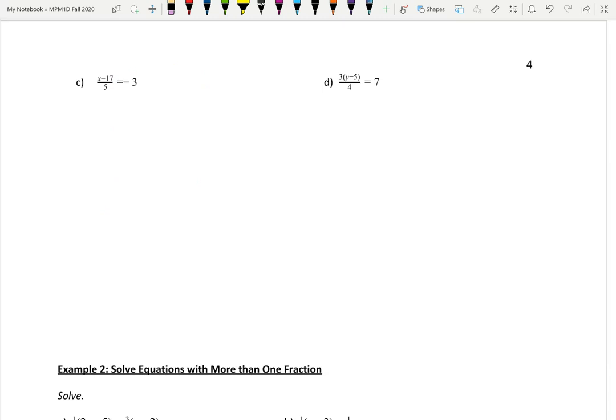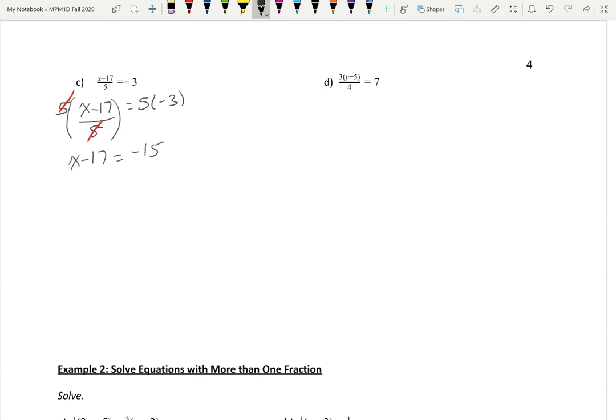So we still want to get rid of our denominator because fractions are just more confusing. It's much easier for us to solve when there's no fraction. So I'm going to multiply both sides of the equation, or all terms, by 5. So my next line is 5 times x minus 17 over 5 is equal to 5 times negative 3. And then my 5s cancel out, and I'm just left with x minus 17 is equal to negative 15.